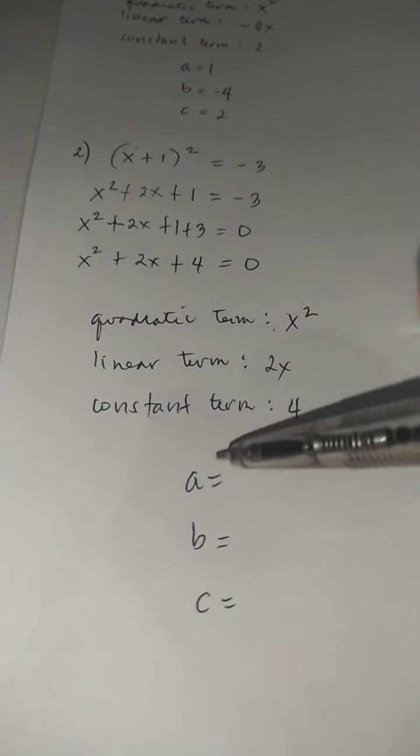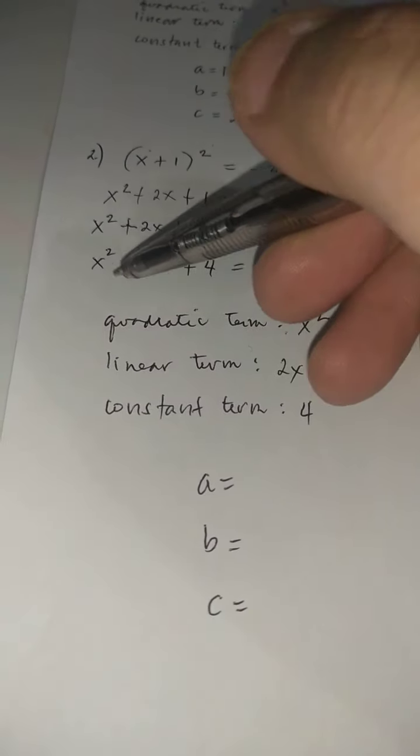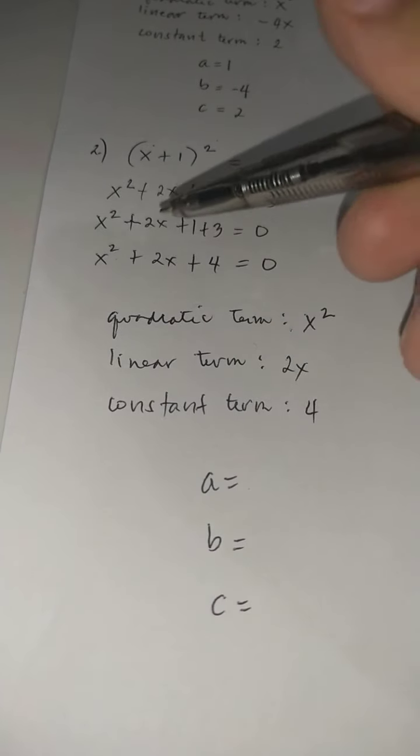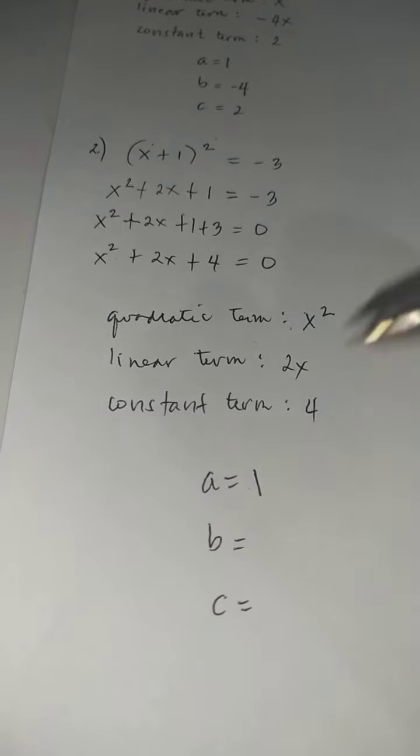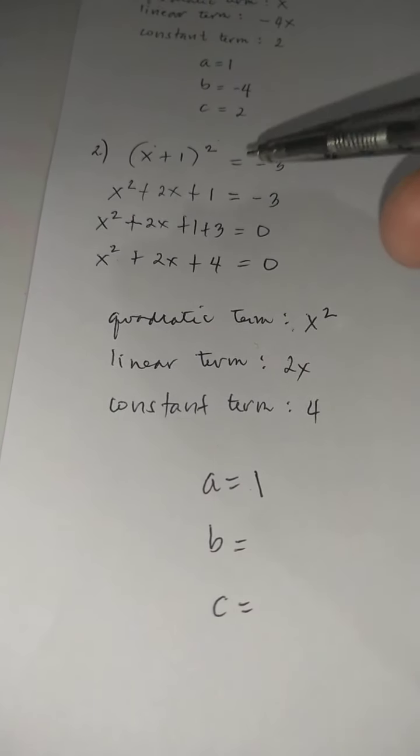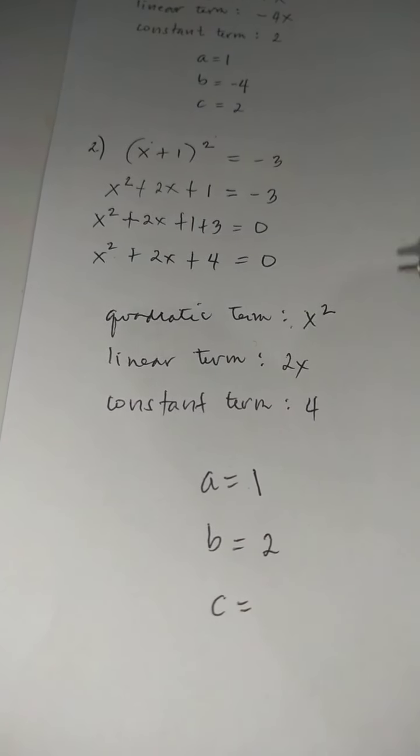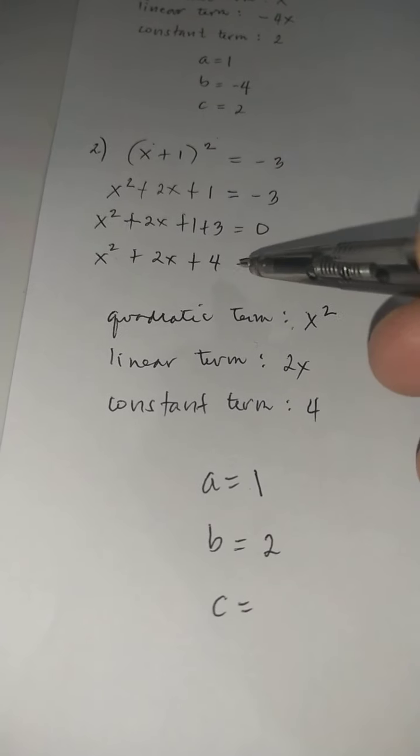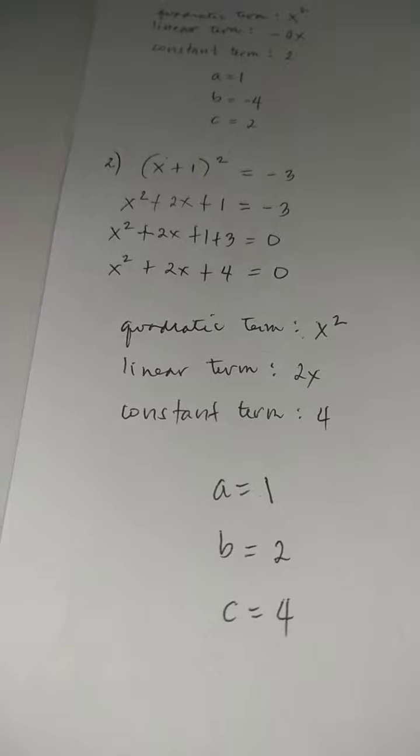Identifying the values of a, b, and c, we consider this one the standard form. So what is the value of a? It is the numerical coefficient of the quadratic term, which is 1. What is b? b is the numerical coefficient of the linear term, which is positive 2. And then what is c? It is our constant, which is positive 4.